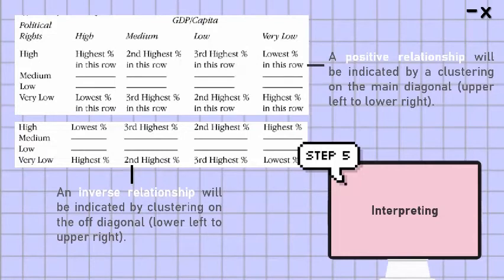And in the final step, we will be interpreting the table. We interpret our table by examining increases or decreases in percentages of the dependent variable as we move from one category of the independent variable to the other. Here, a positive relationship will be indicated by a clustering on the main diagonal, from upper left to lower right. An inverse relationship, on the other hand, will be indicated by clustering on the off diagonal, from the lower left to the upper right.